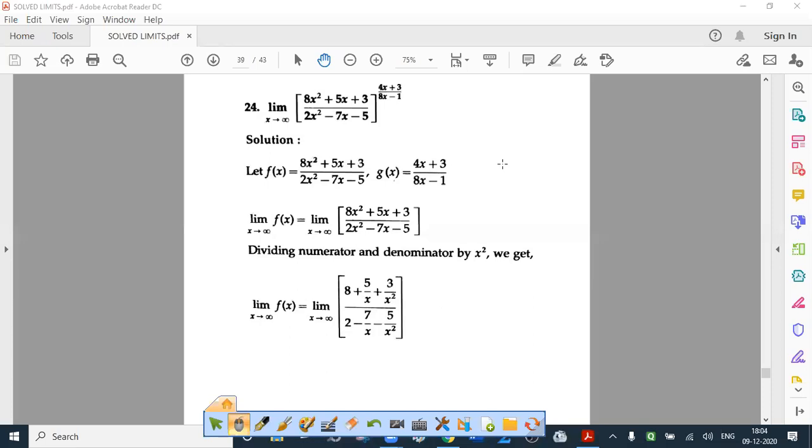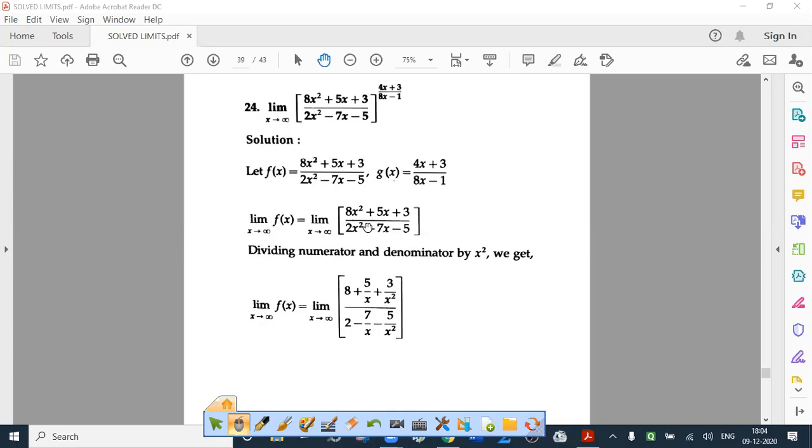Now the 24th sum. Actually this type is not there in the syllabus, but still they have asked this sum. Here we take the limits of base and index separately. See, this is the base which is denoted by f(x) and the index is denoted by g(x). Now what is the limit of the base? Same, that method is the same.